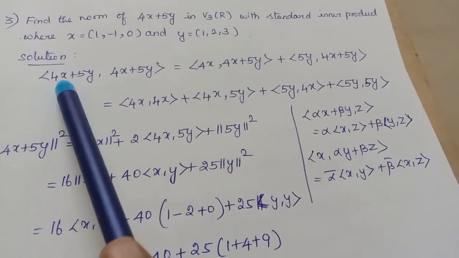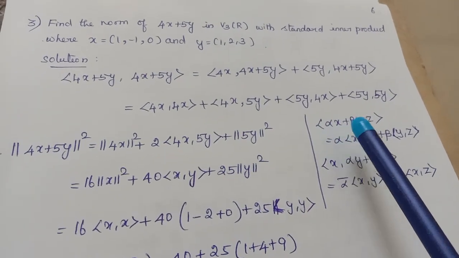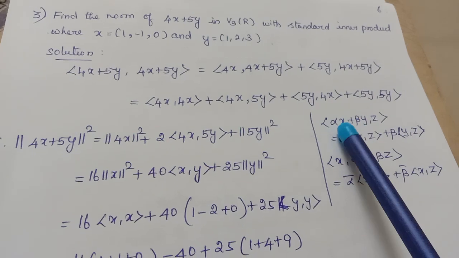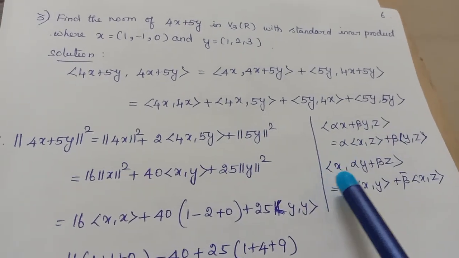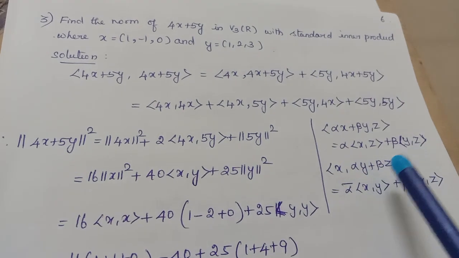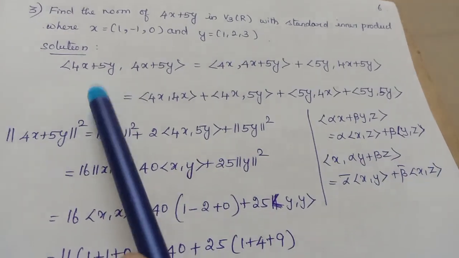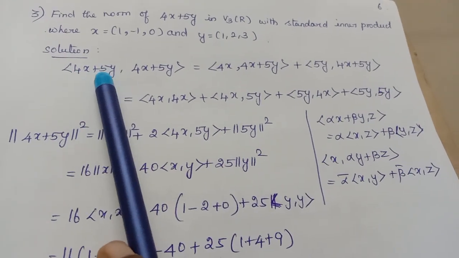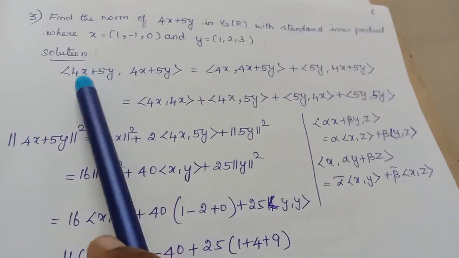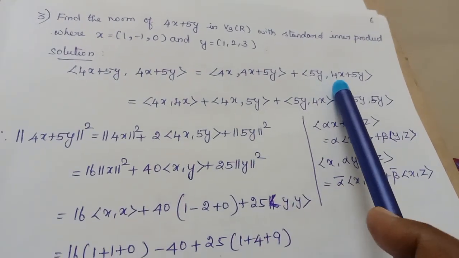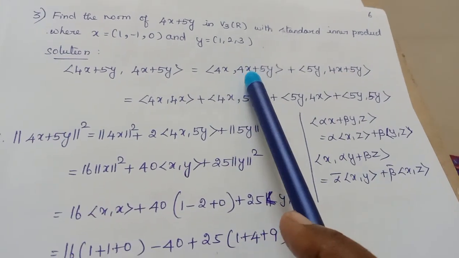Now see, here we have to make use of this rule. Whenever you have scalars alpha and beta with the first vector, it will be simply alpha times plus beta times. But whenever you have the scalars with the second vector, it will be alpha bar plus beta bar. That is what I am going to do. First, let me split the first vector. So it is inner product of 4x with 4x plus 5y, then plus inner product of 5y with 4x plus 5y. Okay, simply I have split this into two parts.